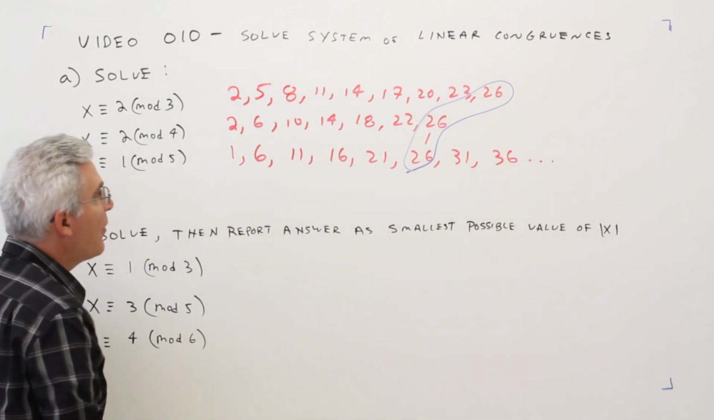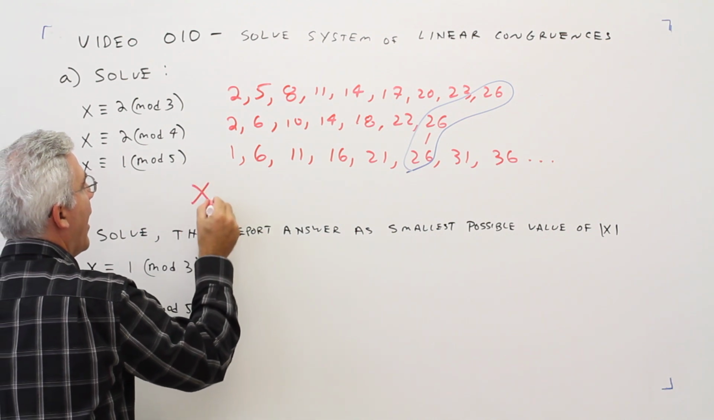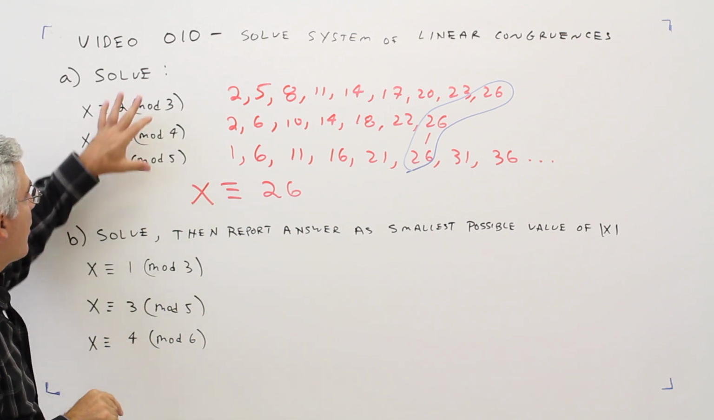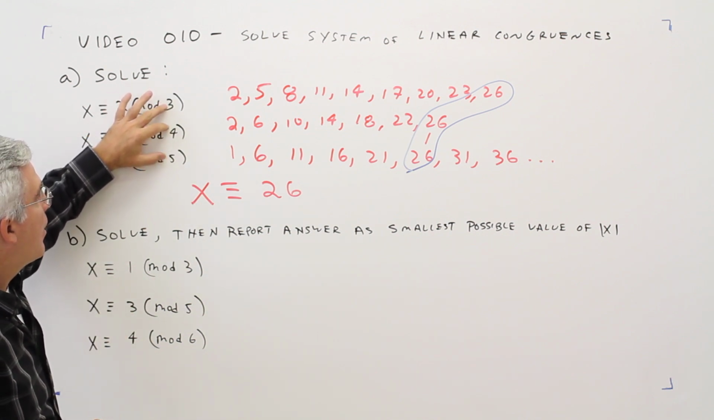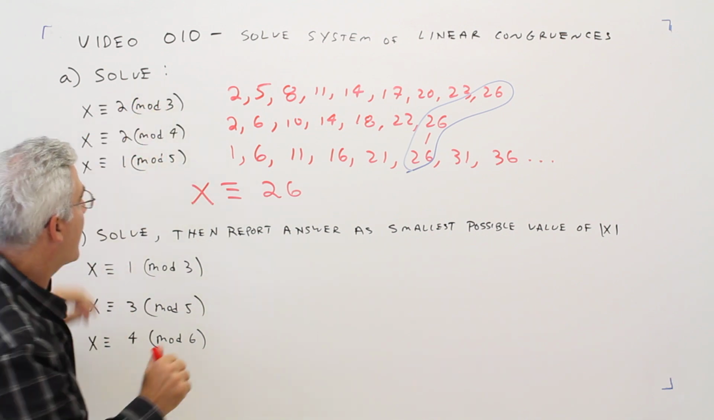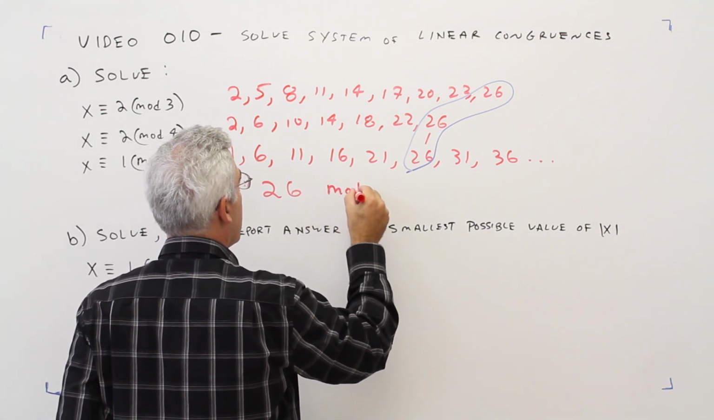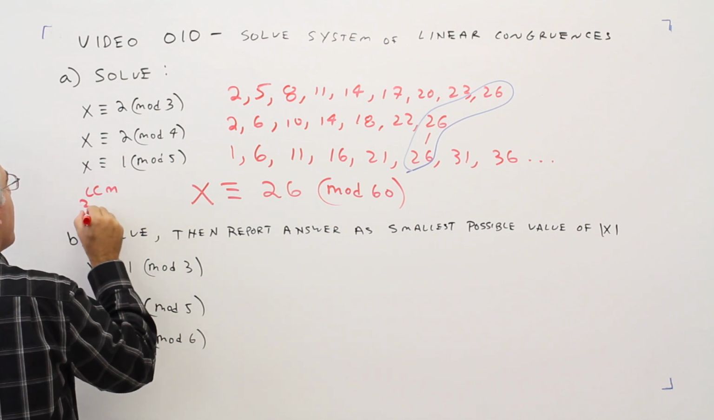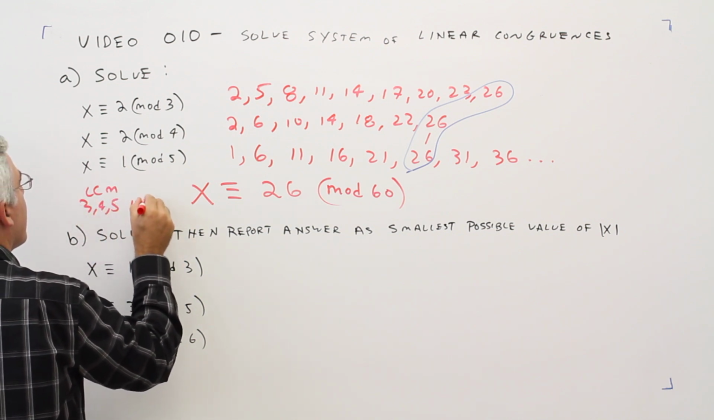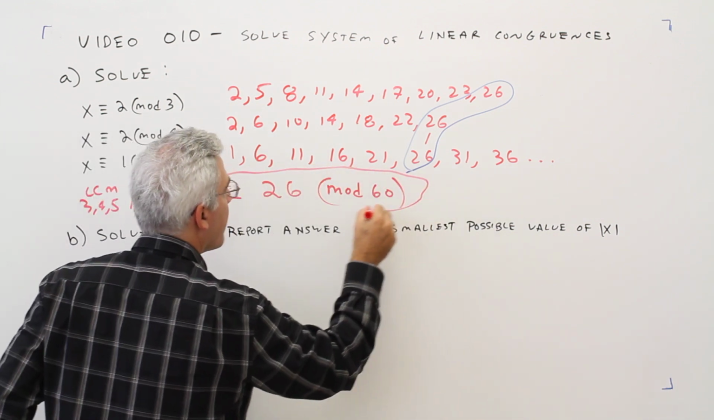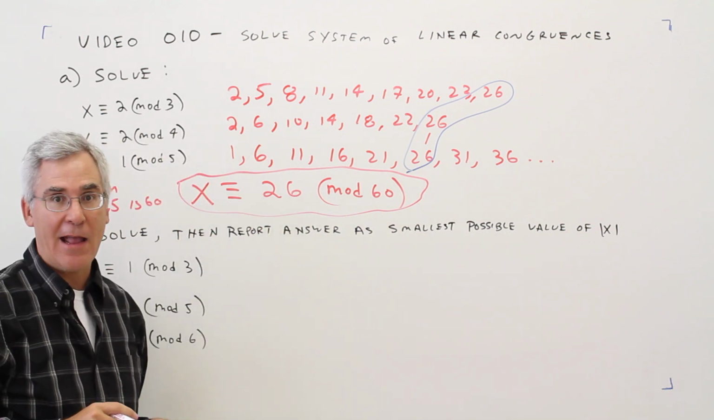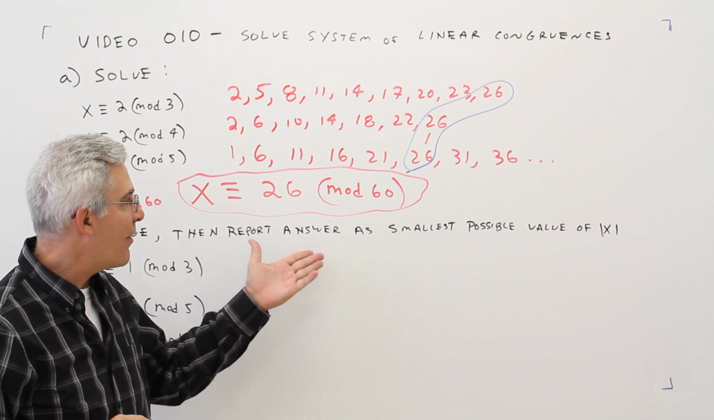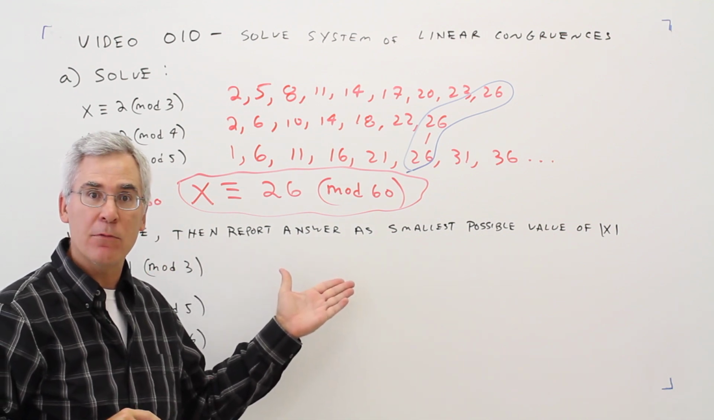So I'm going to write my answer as x is congruent to 26. The mod's going to be the LCM of these mods, which is 60. Again, LCM of 3, 4, and 5 is 60. And that's the answer.